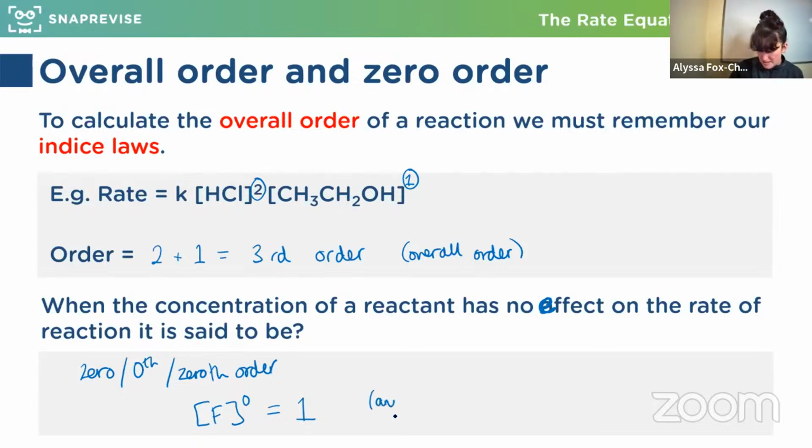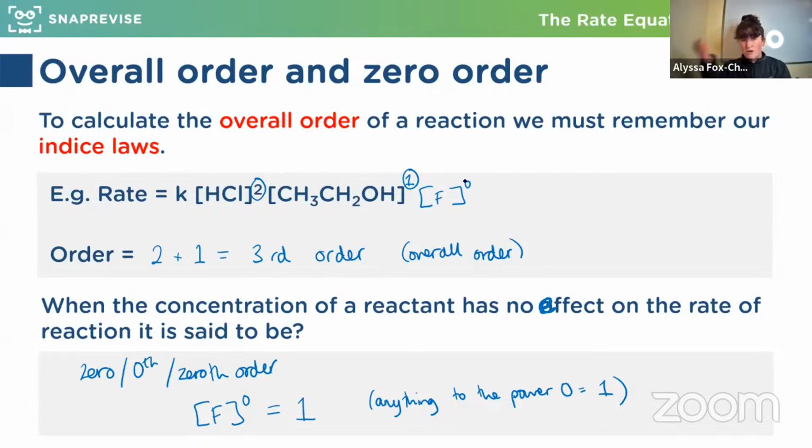Let's just write that in. Anything to the power 0 is equal to 1. So if we look at the rate equation above, if I were to add that in, I could put F to the power 0 into my rate equation. So I'm showing the relationship between the rate of this reaction and HCl and ethanol and F. But F to the power 0 is just 1.